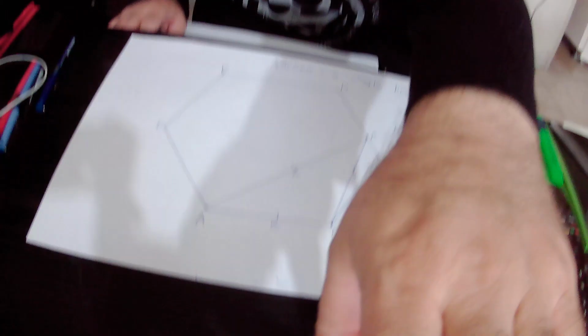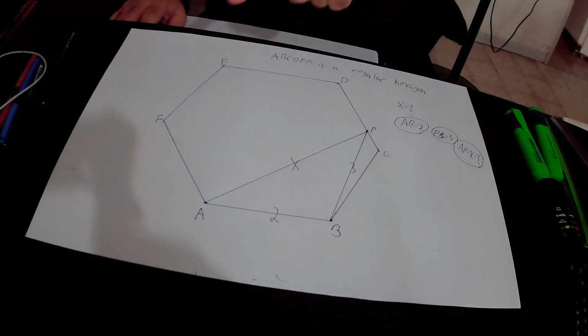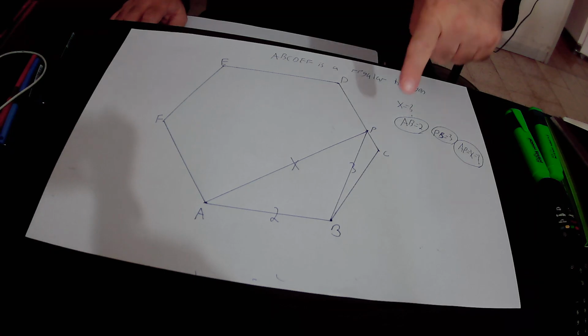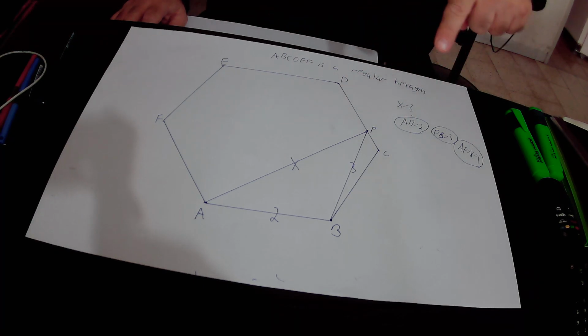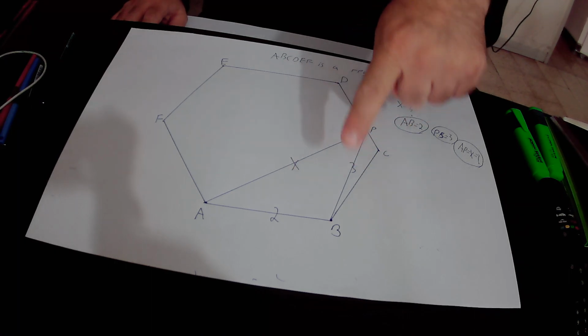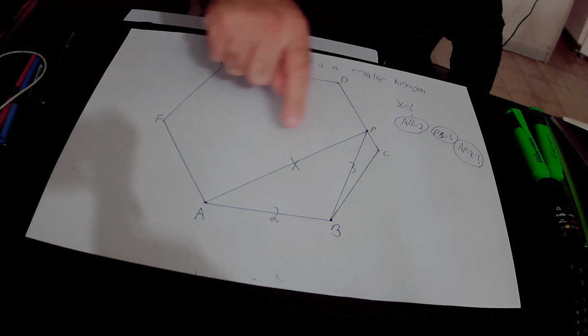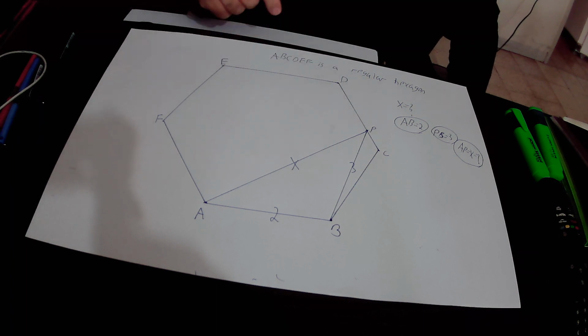Now, in this lecture, we will find out the length of line segment X. In the drawing, we have a hexagon, and we know that one side of this hexagon is equal to 2 units, line segment PB equals 3 units, and our mission is to find the length of line segment PA that is equal to X.